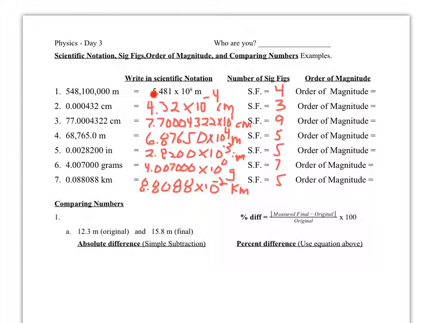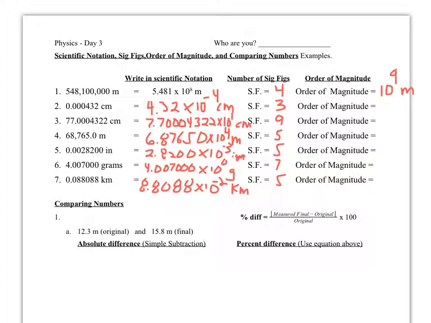If the number I'm pointing at is a 5 through 9, 5 or greater, you take the power of 10 and add 1. So the order of magnitude, or we just say magnitude, of that number is 10 to the 9th meters. Number 2, the first number in the scientific notation is a 4, 4.32, so this is the magnitude, 10 to the negative fourth centimeters. Any number that's a 4 or less, you already have your magnitude. You just write it down just like it is.